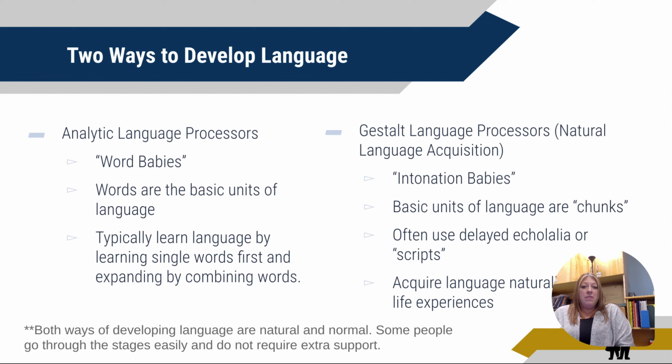But we've also been learning that there's another type of language development called Gestalt language processing, and it goes through the stages of natural language acquisition. These are intonation babies. So these kids learn language in chunks, and they use a lot of scripts or delayed echolalia. A lot of them come from media, so YouTube videos, TV shows, songs, things that they have attached some kind of meaning or experiences that they've had that mean something to them. Most of the time it's not literal, but that's what they're using to communicate. And they acquire language naturally through their life experiences.